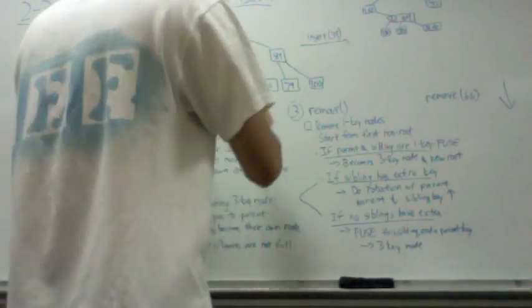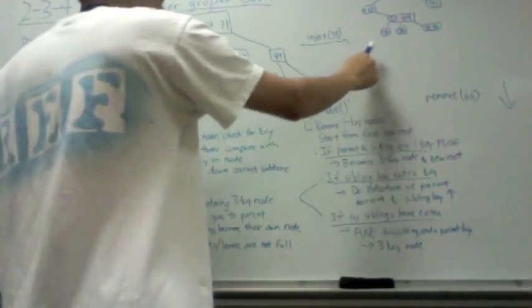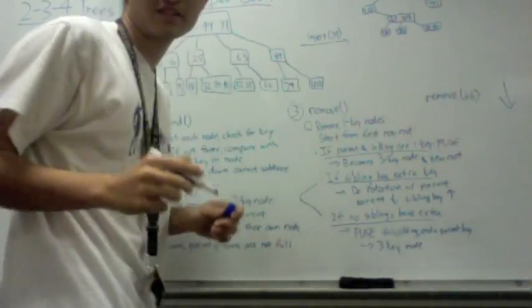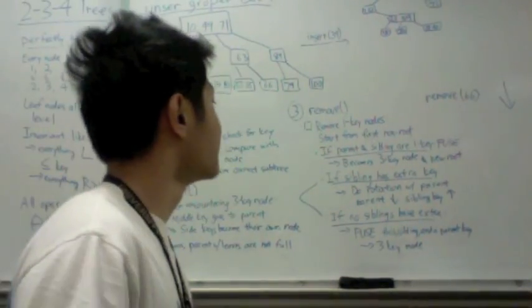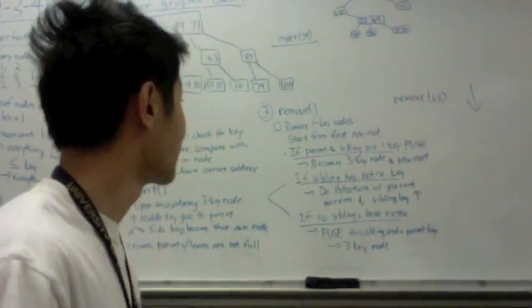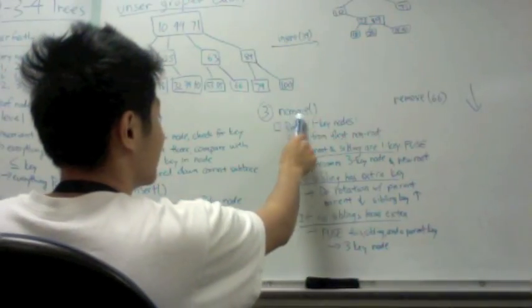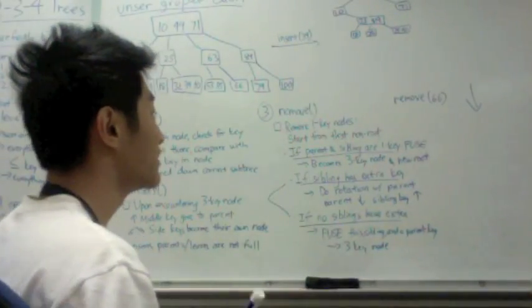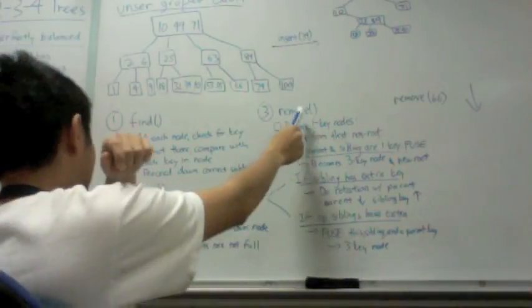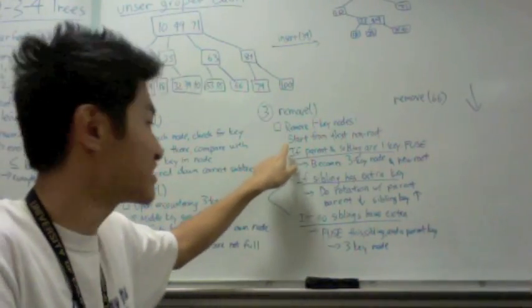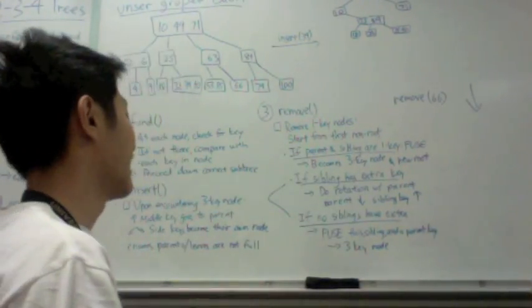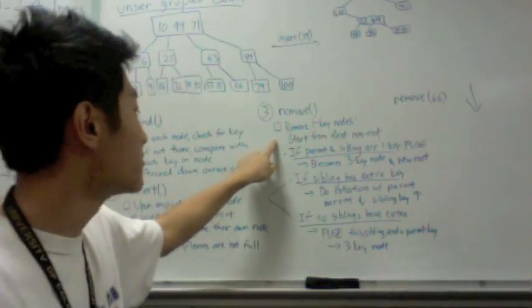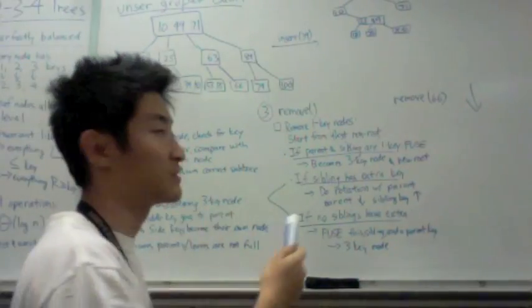And you'll see that when I add the other leaves in here, this will be perfectly balanced. And while you can fill in the rest of the subtrees on your own, the next operation here is remove. Remove is pretty much the opposite, in that you need to remove 1-key nodes that you encounter on your way. And so you start from the first non-root to make things simpler.